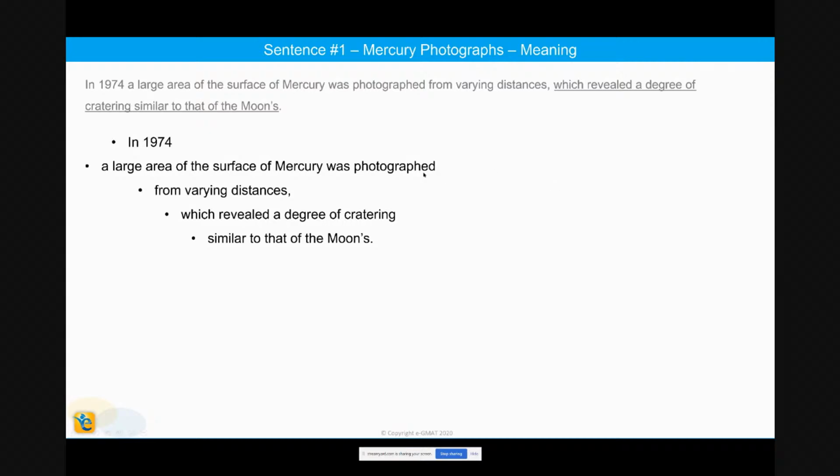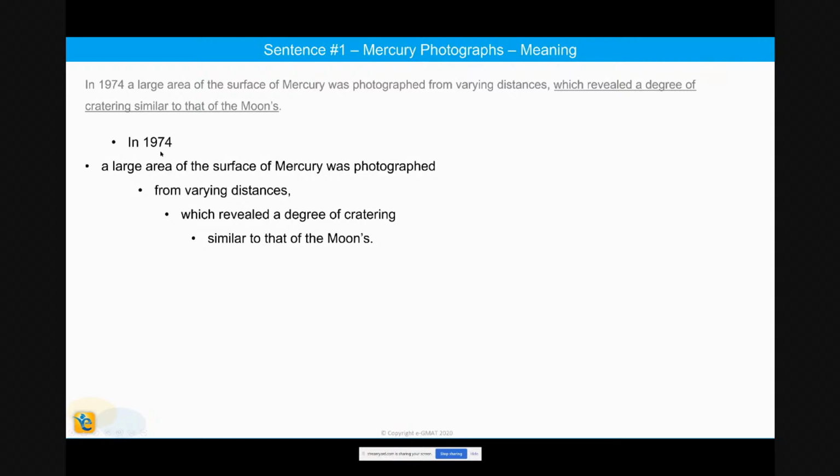So if that happens to you while reading SC problems, you know what to do. You are not supposed to read the whole sentence in one go. You give some time to your original sentence, read it properly, and try to extract the meaning. And we do so by breaking it down into smaller chunks.